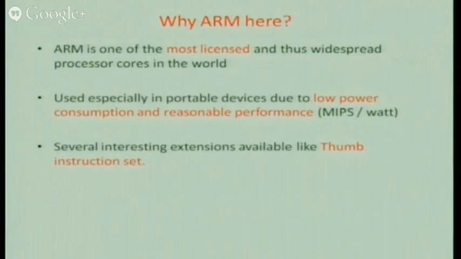Now, why do we require ARM in embedded systems? ARM is one of the most licensed and thus widespread processor cores in the world. It is used especially in portable devices because of low power consumption and reasonable performance, that is MIPS per watt, which I have already told you. The third important feature is the several interesting extensions available, which include the thumb instruction set. Besides its own instruction set, there is an instruction set known as the thumb instruction set.